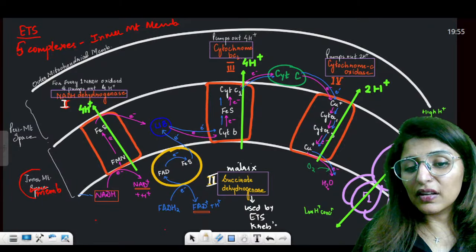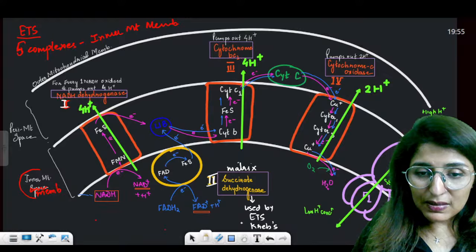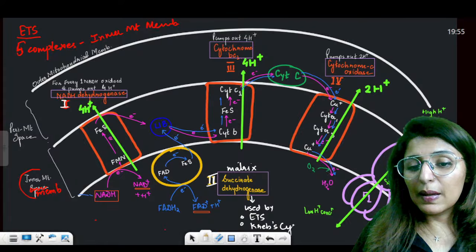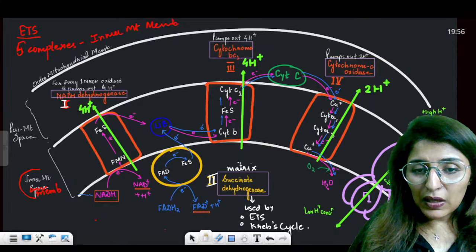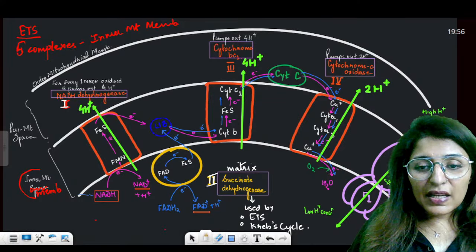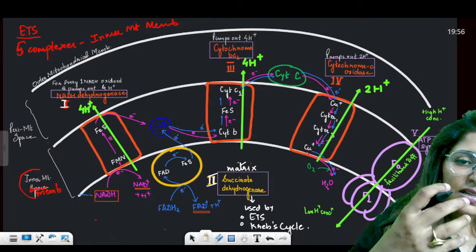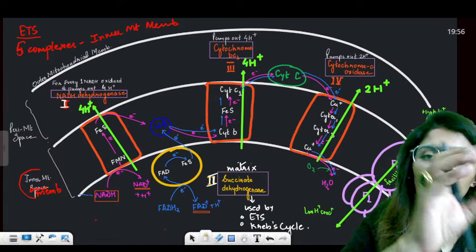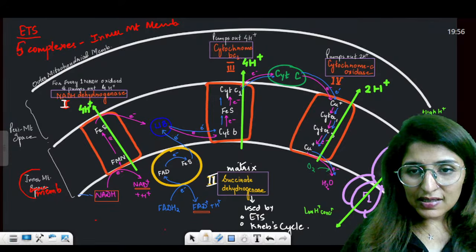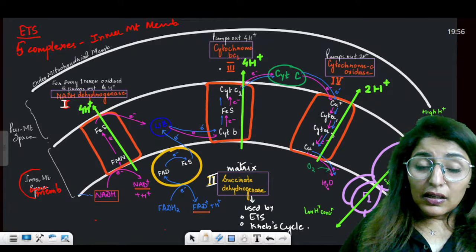This is a common enzyme or a complex between ETS and Krebs cycle. Please see that. It is a common thing between ETS and Krebs cycle. That is why it is present towards, not actually in the matrix, yes, towards the matrix, but near to the inner membrane, so that both can utilize it. Are these points clear?